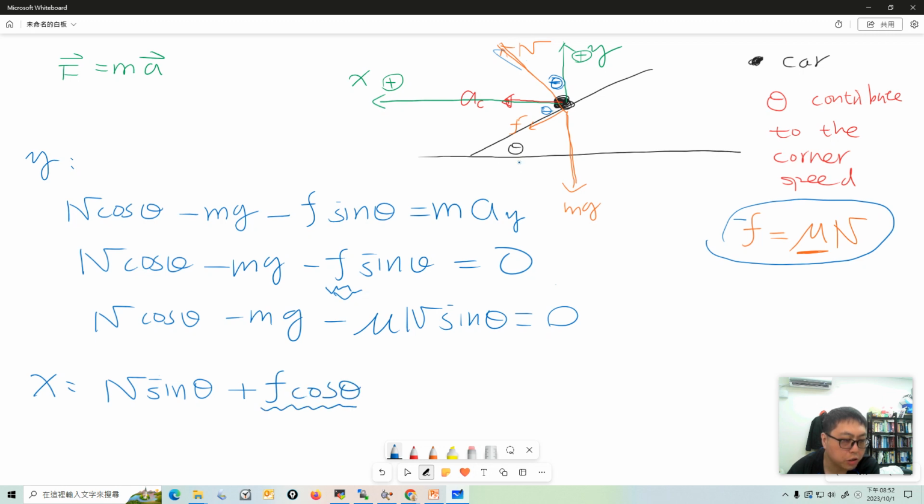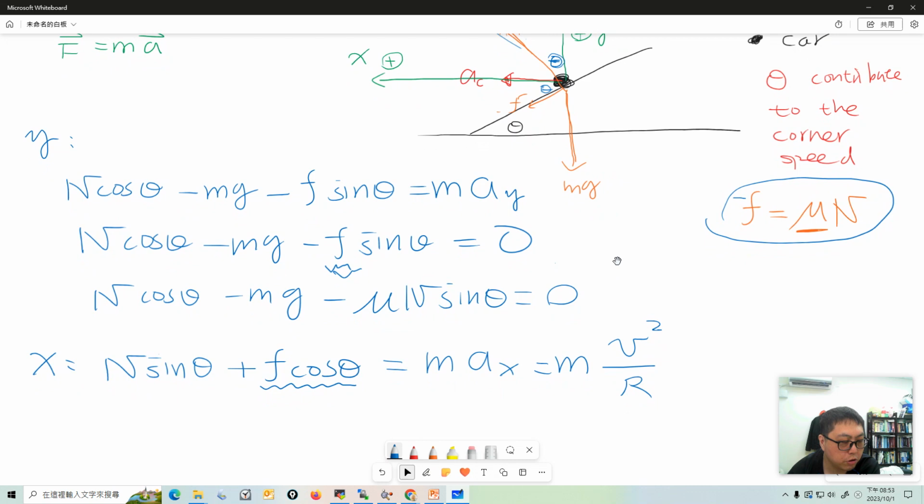From here, you will see the friction also contributes to the centripetal acceleration, because the cosine theta component also helps contribute to the centripetal acceleration. Okay, so friction also contributes centripetal acceleration. And then do we have any other x component? I think no. Okay, and that equals m a_x, and the magnitude of centripetal acceleration is in the x direction, so it's v square over r.